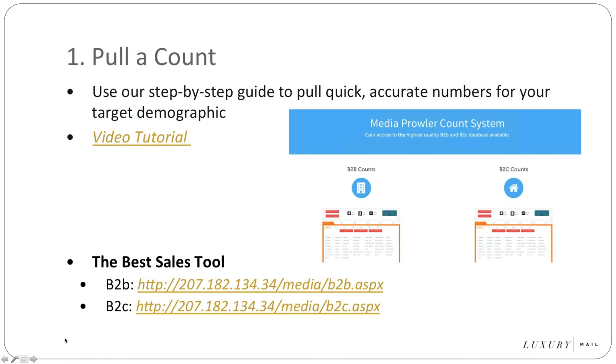Thank you, guys. So step one of luxury mail is going to be to pull a count. As you guys know, we have this great white label count system that really allows you and your client to be in the driver's seat and autonomously pull those counts. It's a great way to get them more acclimated with digital marketing and with their targeting capabilities. Those are linked below. If you have any questions, the video tutorial is also linked.